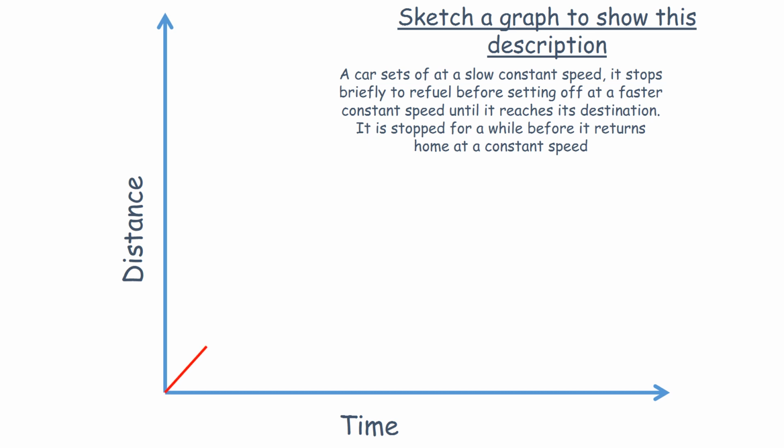So first of all, it starts off at a slow constant speed. So the gradient isn't too steep. Then it stops for petrol, so therefore we have a nice horizontal plateau. Okay, and then we have a faster speed, so it has to be a steeper gradient than we originally had. And then it stops for a while. Okay, it plateaus again. Then it returns home at constant speed. Now this needs to be one continuous line. And because there's no comparison to the first two types of speed, it doesn't matter how steep that line is. Okay, how did you do?